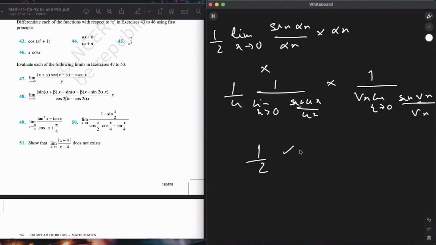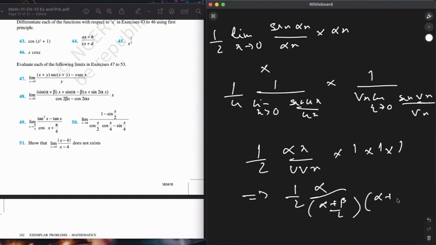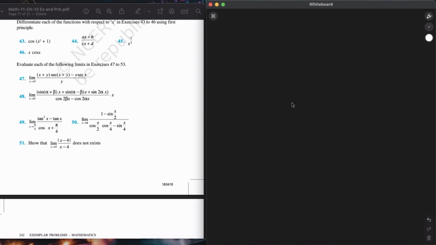So half alpha into 1 into 1 into 1, so 1 by 2 alpha uv. It was (alpha plus beta)/2 and (alpha minus beta)/2. If you simplify it further, you just have to multiply it. Then it will be 2 alpha times alpha square minus beta square. This will be your answer. Let's move on to the next question.